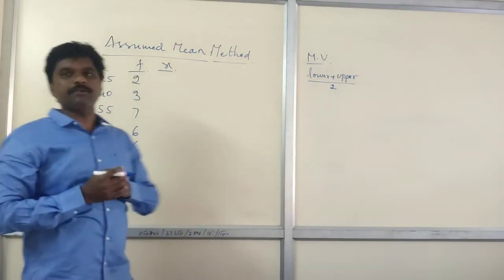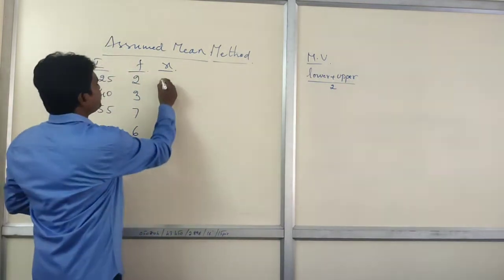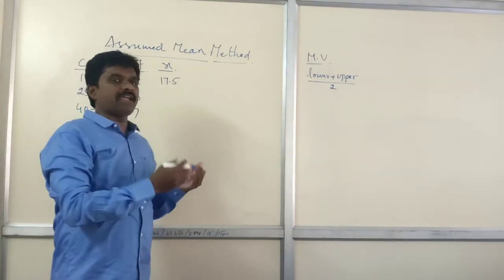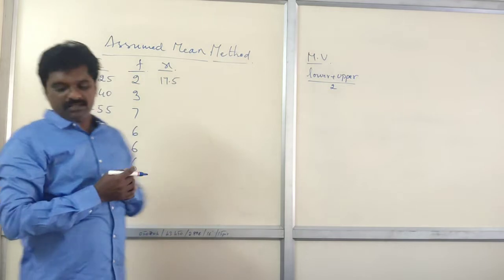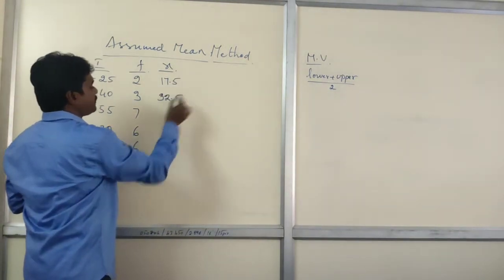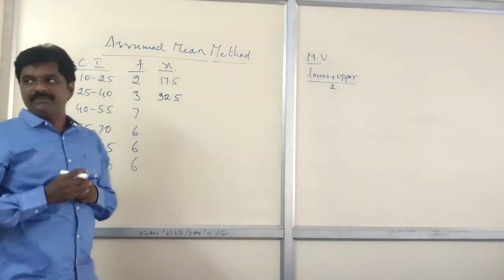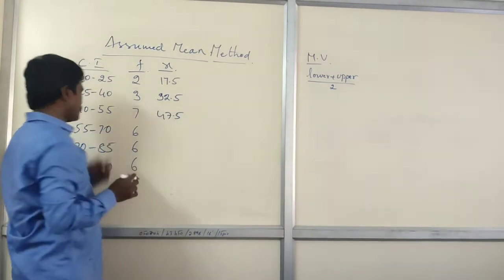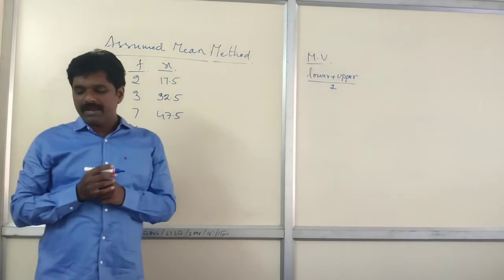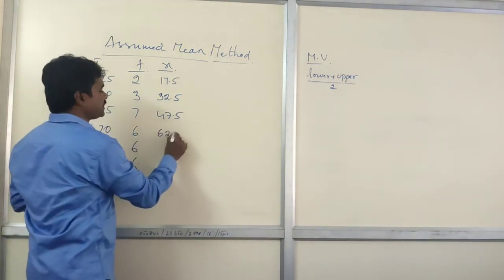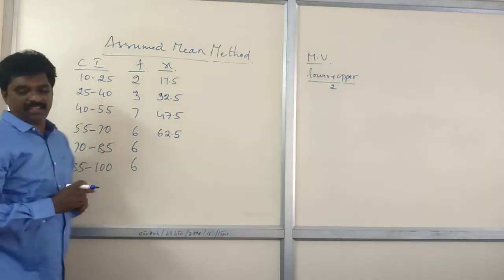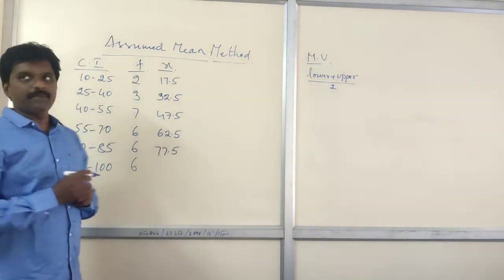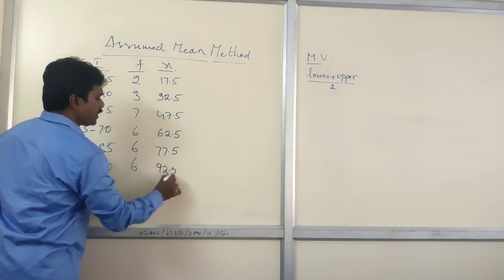So 10 plus 25 by 2, 35 by 2, we come across 17.5. 25 plus 40 by 2, we come across 32.5. 40 plus 55 by 2, that is 47.5. 55 plus 70 by 2, we come across 62.5. 70 plus 85 by 2, we come across 77.5. And the last one is 92.5.